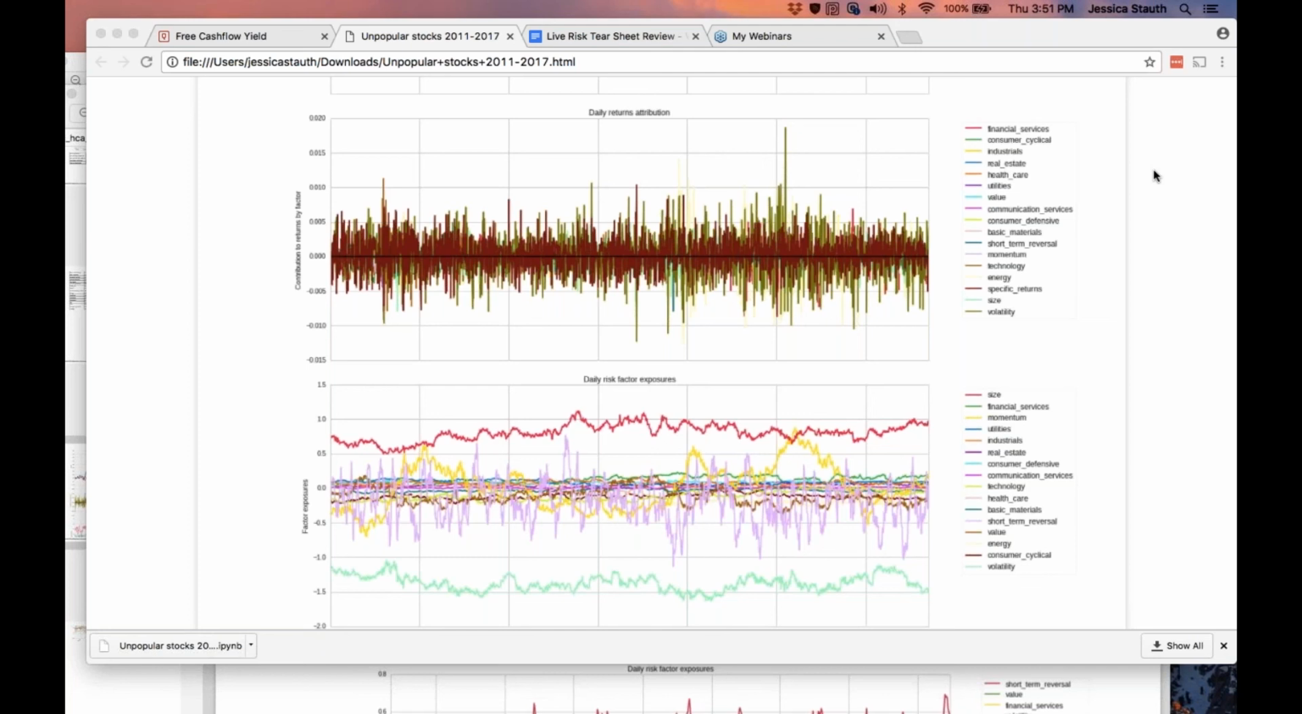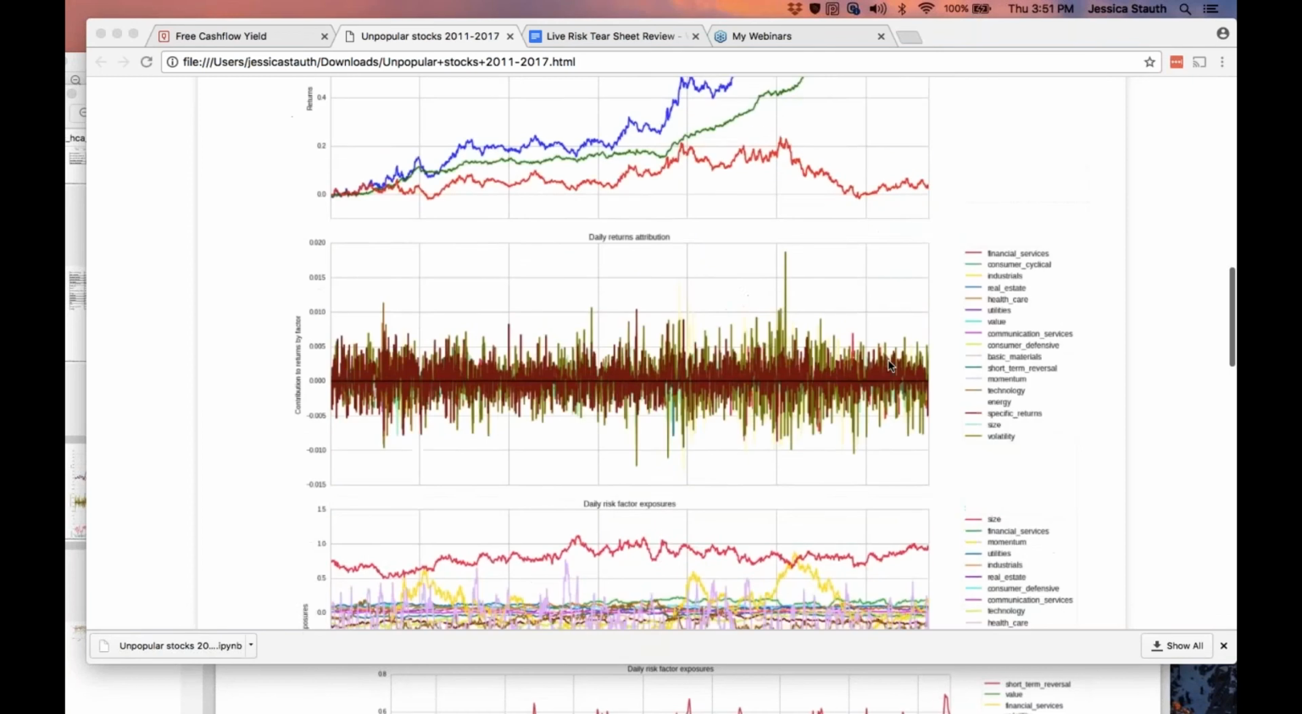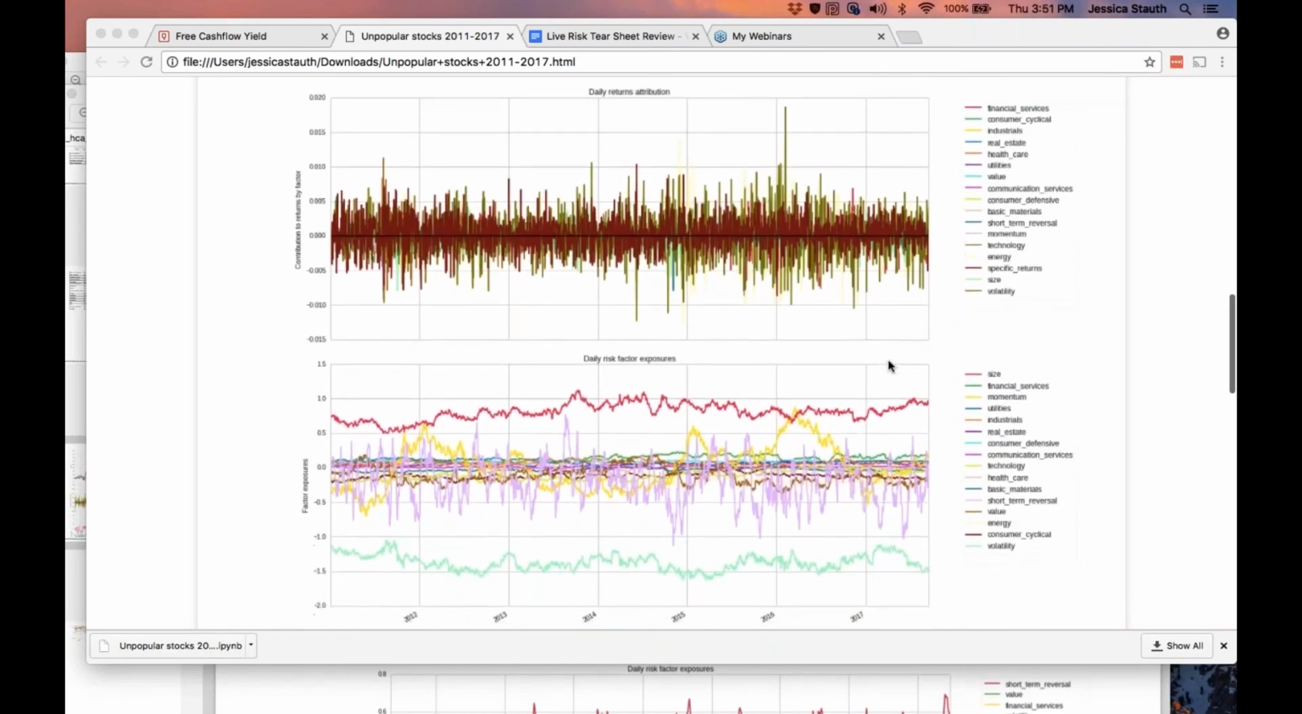So Renee, did you want to hop on for a second and talk about some of the visualizations and the ways you're thinking about adjusting and expanding on some of these plots that we've put in the performance attribution?